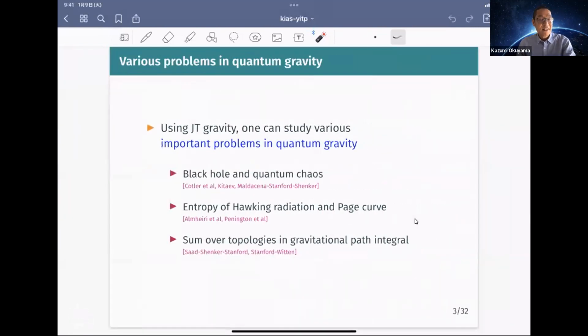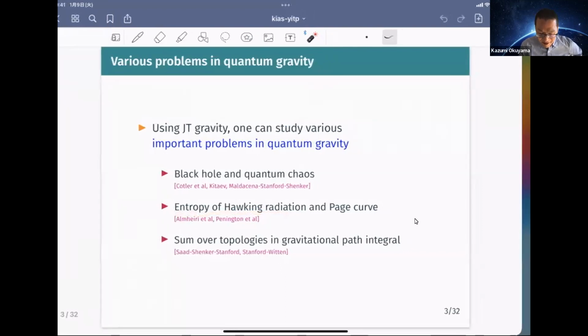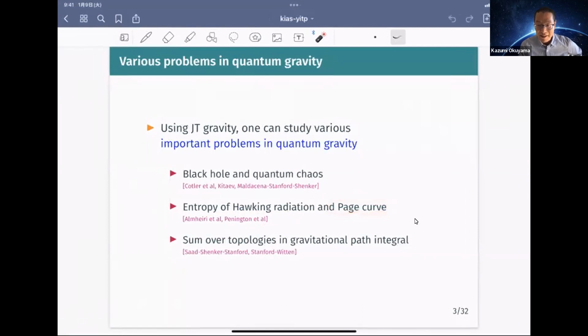Using JT gravity, we can study various important problems in quantum gravity. Here are some examples. One can study, for example, the relation between black holes and quantum chaos. Another recent excitement is the computation of the entropy of Hawking radiation, which is consistent with unitarity, and one can reproduce the so-called Page curve. And one can also study some conceptual problems in the gravitational path integral, like how to sum over topologies of space-time in the gravitational path integral.